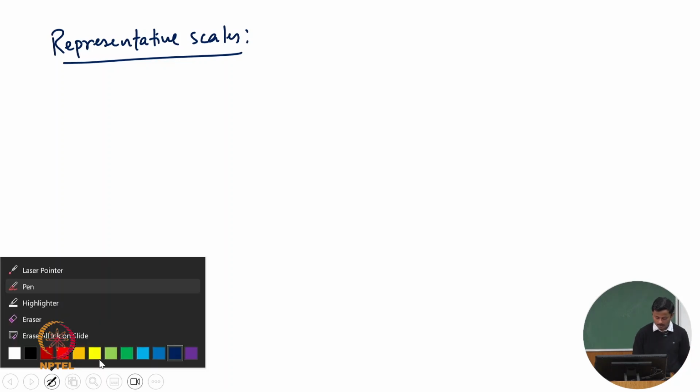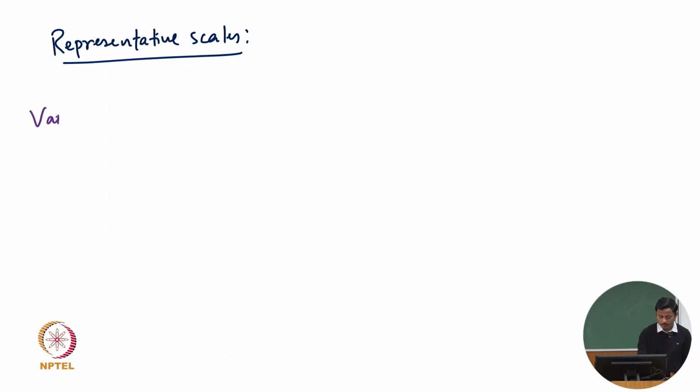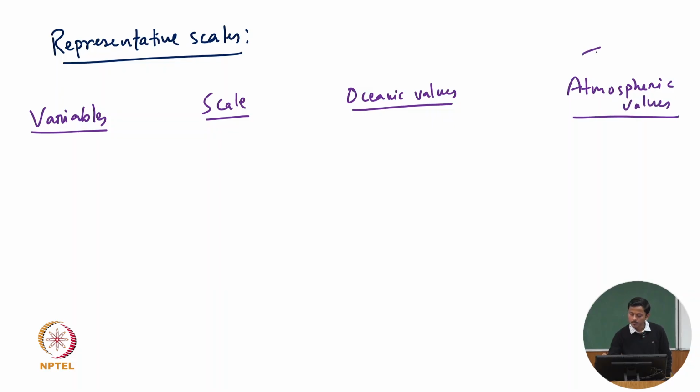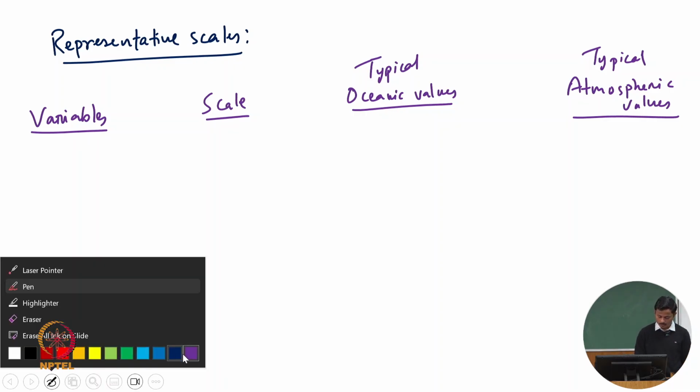So we'll write down first some variables, the corresponding scale, typical oceanic values, typical atmospheric values. And I'm emphasizing the word typical here. Typical oceanic values, typical atmospheric values. There might be some deviations from these values also.